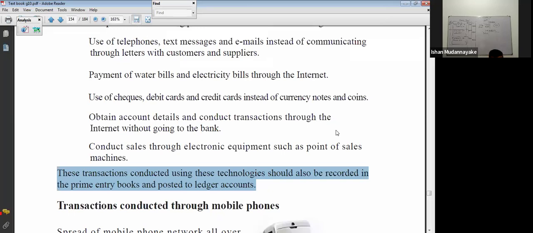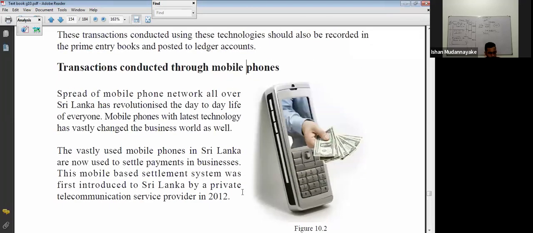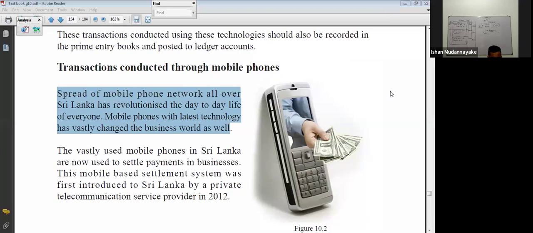Fabric manufacturers used simple weaving machines at first, but today they use modern technology methods. Yes, right. This is grade 10, under the technological environment. And then here, transactions conducted through mobile phones, one of the developments in the modern business world. First para, you know these things. Quickly we read. No need to explain much.